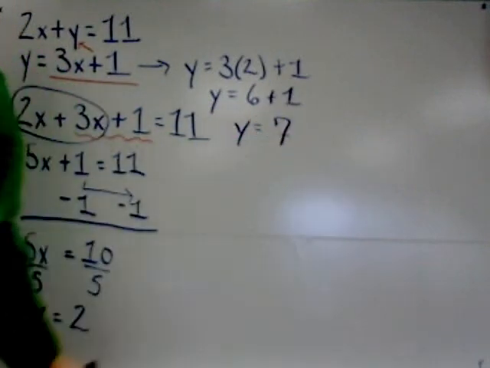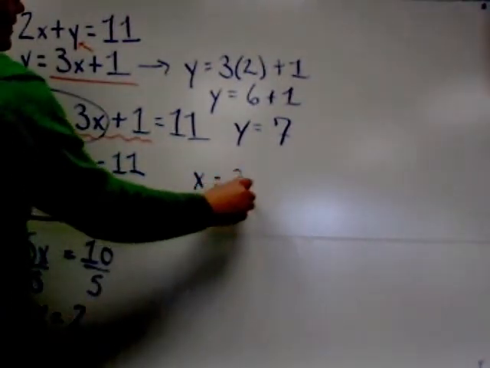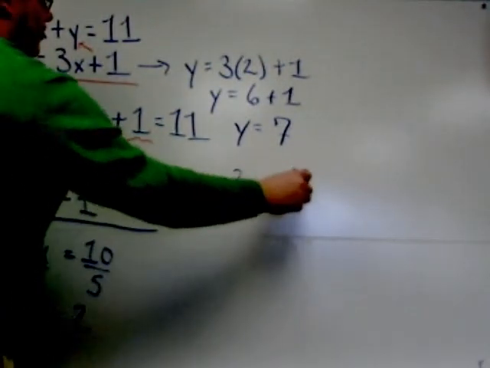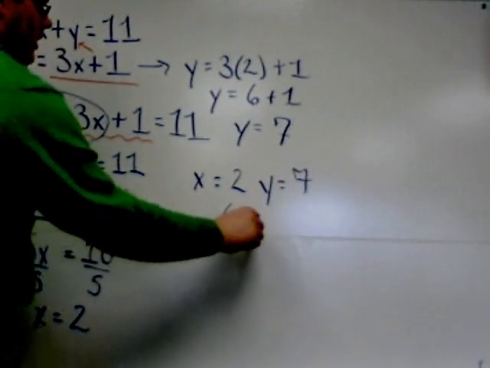And I have now solved the system of equations because I now know that x equals 2 and y equals 7, or in other words, the solution ordered pair is 2, 7.